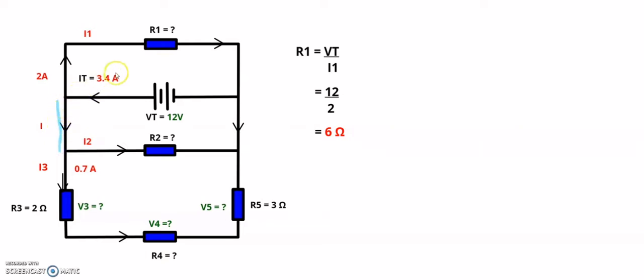What we can see is my total current is 3.4 amps. I have a current of 2 amps flowing in that direction, which means if the total current is 3.4 minus the 2 amps, then 1.4 amps is flowing in this direction. So let's calculate that. I is equal to I total minus I1, which is 3.4 minus 2, which will give me a current of 1.4 amps flowing there.